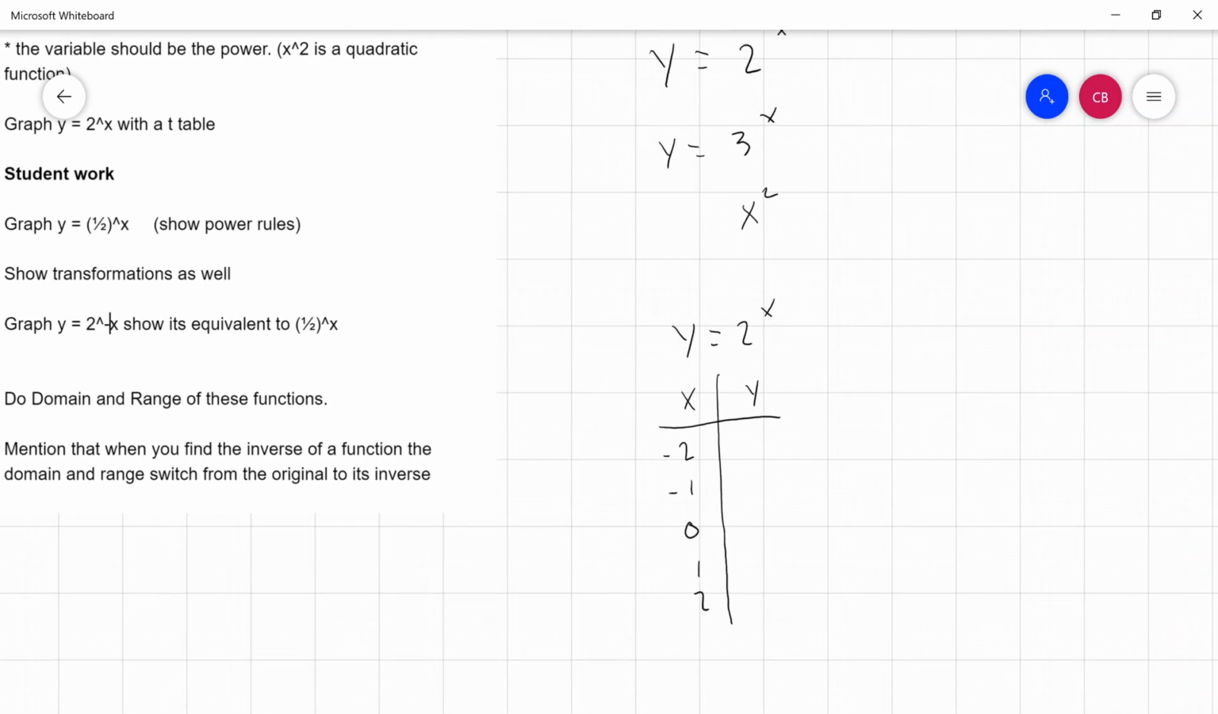Let's do the 1 first. y equals 2 to the 1. Well, you know that that's 2 to the first power, which is 2. We have 2 to the second, which is 4. What about 2 to the 0?